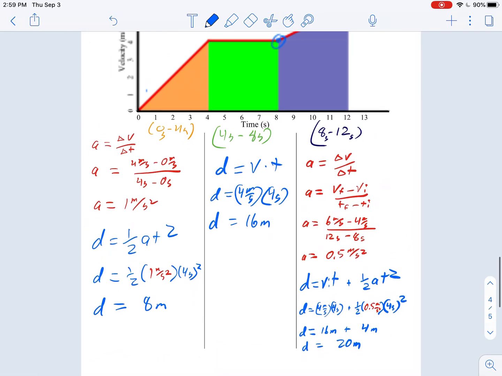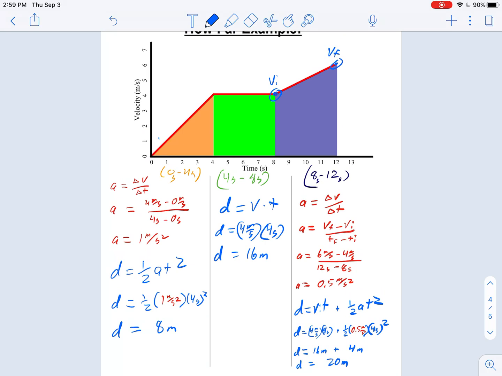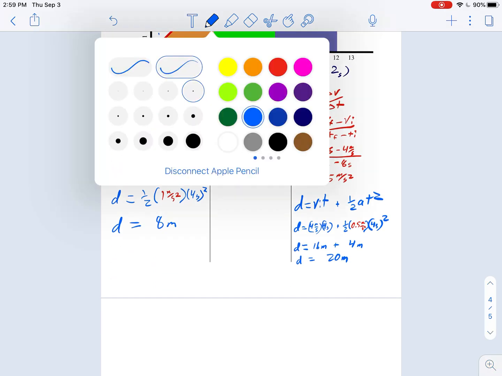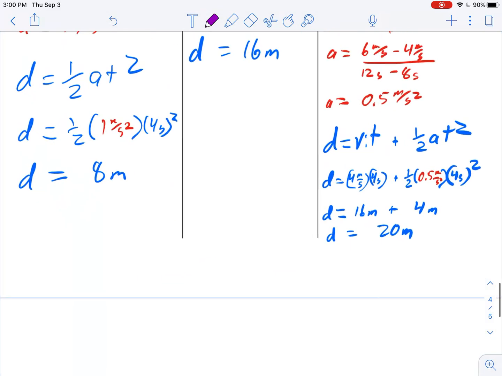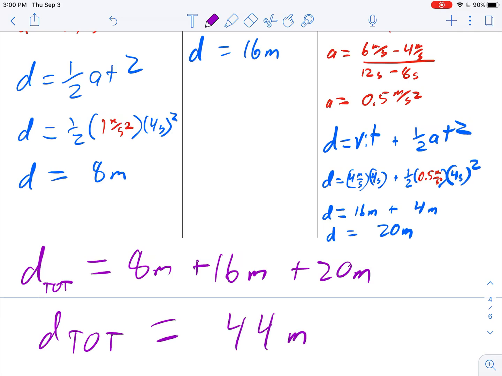So that's the distance that I've traveled during this third interval. If I said, how far have we gone during this trip of starting from rest, speeding up, maintaining a constant speed, and then speeding up some more? If I wanted the total distance, no problem. Let's go purple. The total distance, D total. I'm just going to take those 3 pieces: the 8 meters plus the 16 meters plus the 20 meters, and that gets me a total distance from where I started of 44 meters.